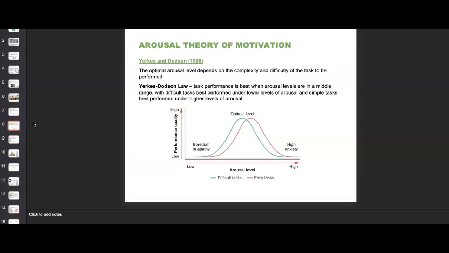According to the arousal theory of motivation, each of us is motivated to seek out arousal when we find ourselves under-aroused and to reduce our arousal level when we are over-aroused.